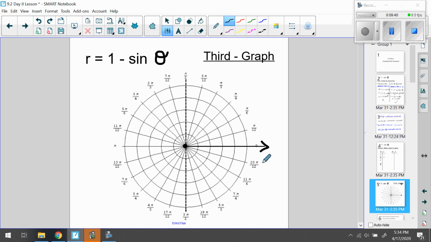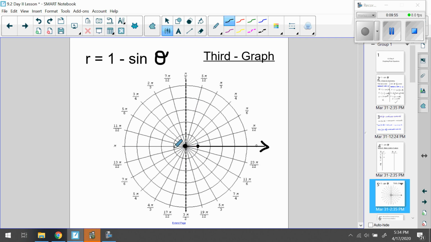So 0, 1, so my angle 0 is this way along the polar axis. So I'm going to put a point right here at 1. And then I could probably pause for a moment. So I already know what the value at pi is because remember we decided there would be symmetry.